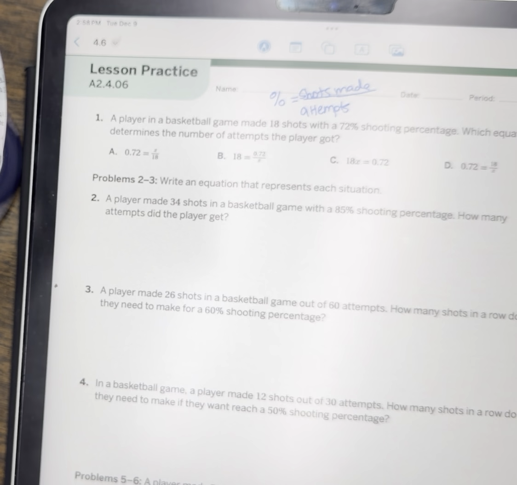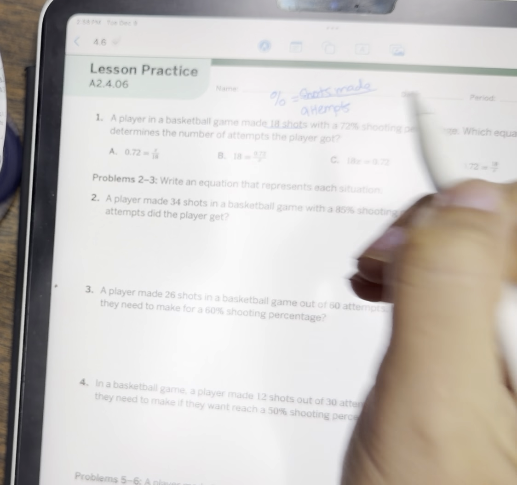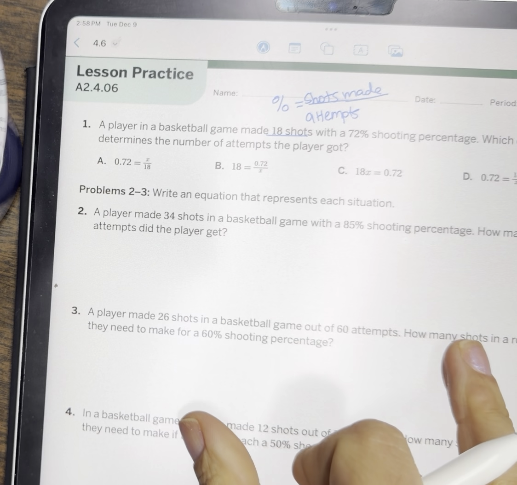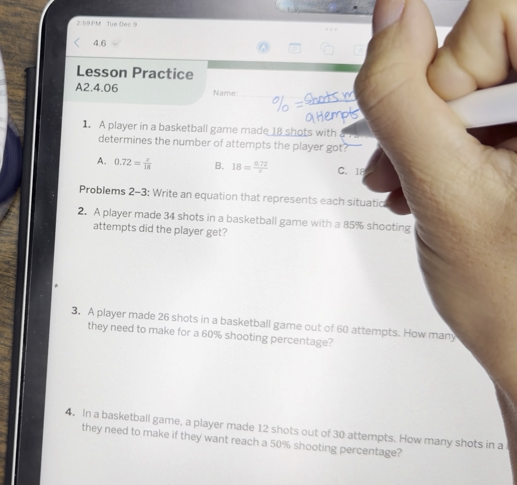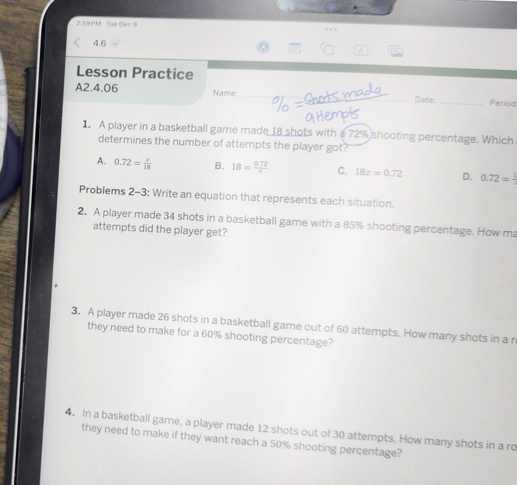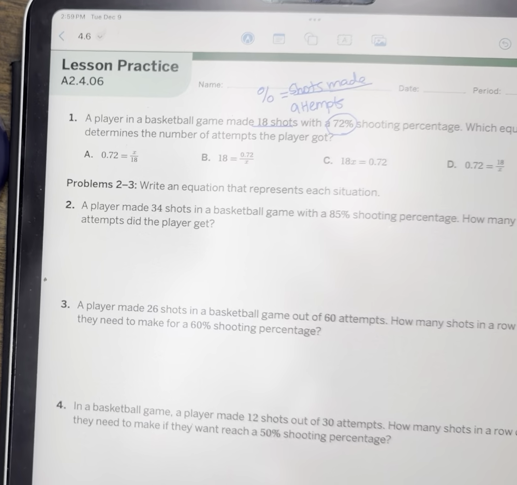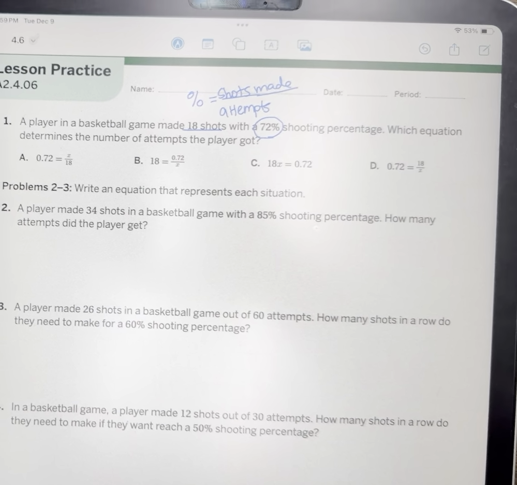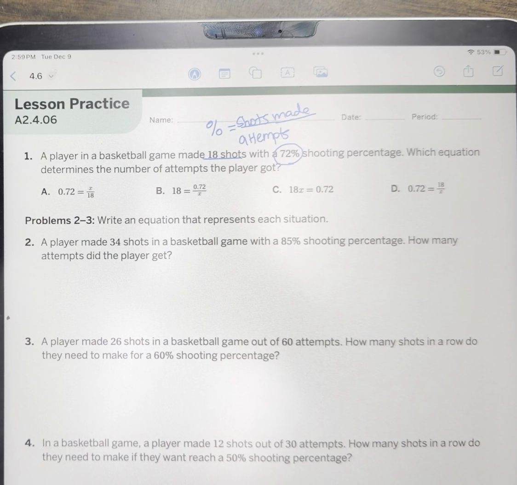Over attempts. Okay, so a player in a basketball game made 18 shots, has a 72% shooting percentage. Which equation determines the number of attempts? So remember, we cannot put a percentage into a formula. And nothing really here has a 72 in it, so they're not trying to trick you with that. But I just want you guys to remember that we can never ever put a percentage into our formula. Oh my gosh, so wobbly.